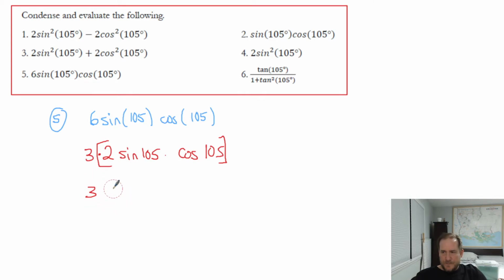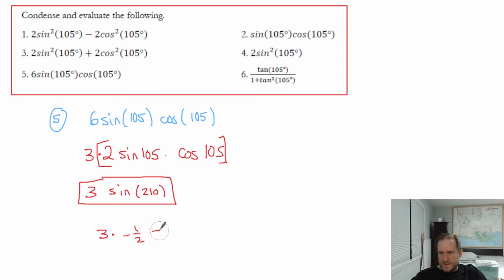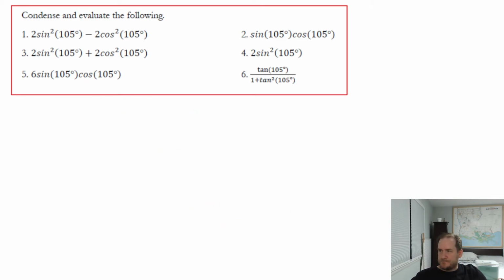So this will become sine of the 105 doubled, so 210. But again, that's it. This would be the expression I expect you to give me. Then you evaluate it. So I'm doing 3 times sine of 210, that's negative a half. So the final outcome is negative 3/2. That's that. Now we can do 6.